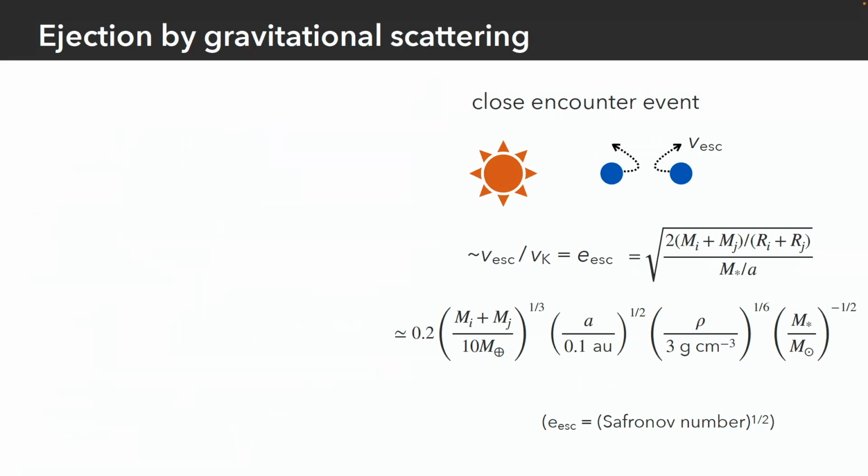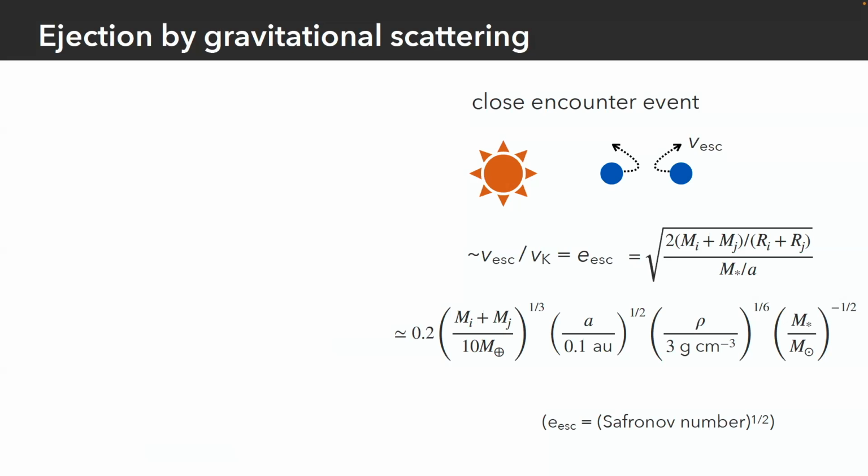I can almost skip this, since many previous speakers already introduced this kind of scattering. In a single scattering event, planets get escape velocity, and the corresponding escape eccentricity is like this. Some introduced a similar value as the Safronov number, which corresponds to this equation.